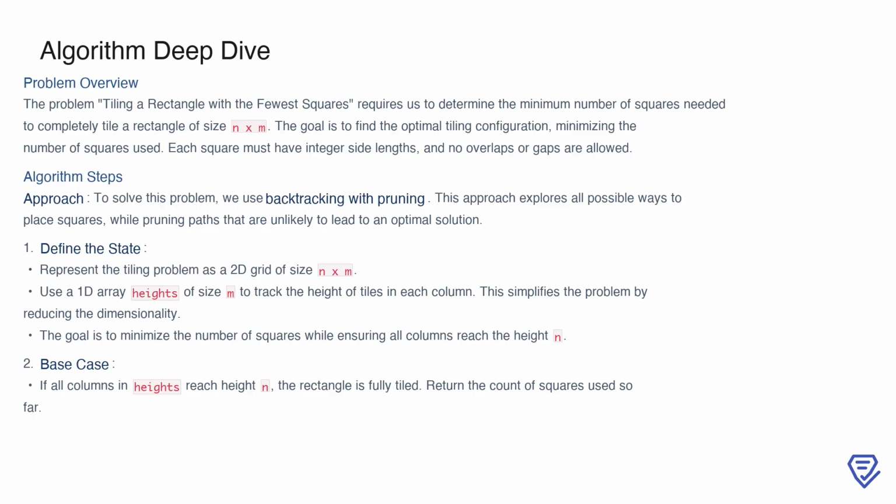First, we represent the tiling process using a 2D grid of size n by m. To simplify the computation, we reduce this grid to a 1D array called heights, where each element tracks how high the tiles have been stacked in each column. The objective is to ensure all columns reach the target height of n, using the minimum number of squares. The algorithm terminates when all entries in the heights array equal n, at which point the rectangle is fully tiled, and we return the number of squares used in this configuration.